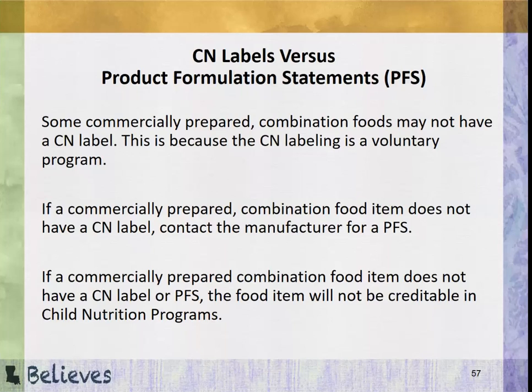Keep in mind, a product formulation statement must be complete, accurate, and signed by a representative of the manufacturer in order to serve as proof of creditable food items for the child nutrition program. If a commercially prepared combination food item does not have a CN label or product formulation statement, the food item will not be creditable in child nutrition programs.